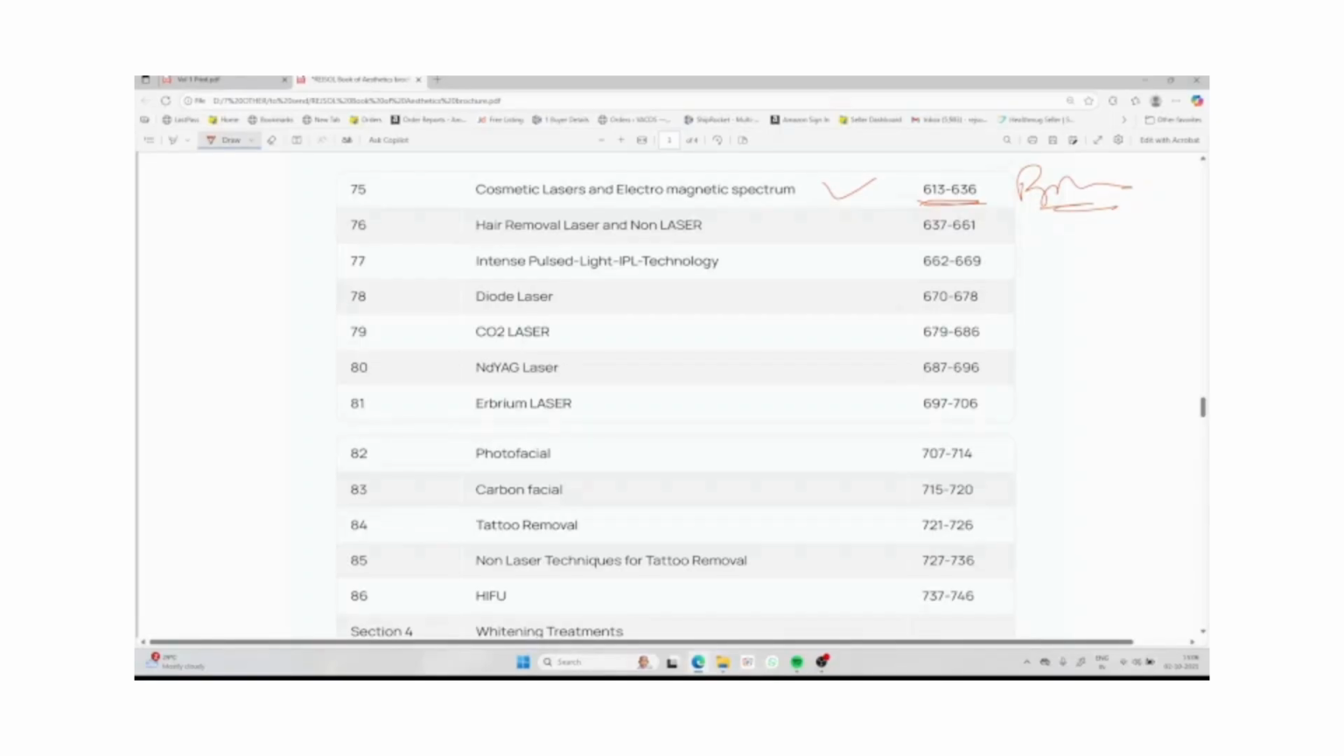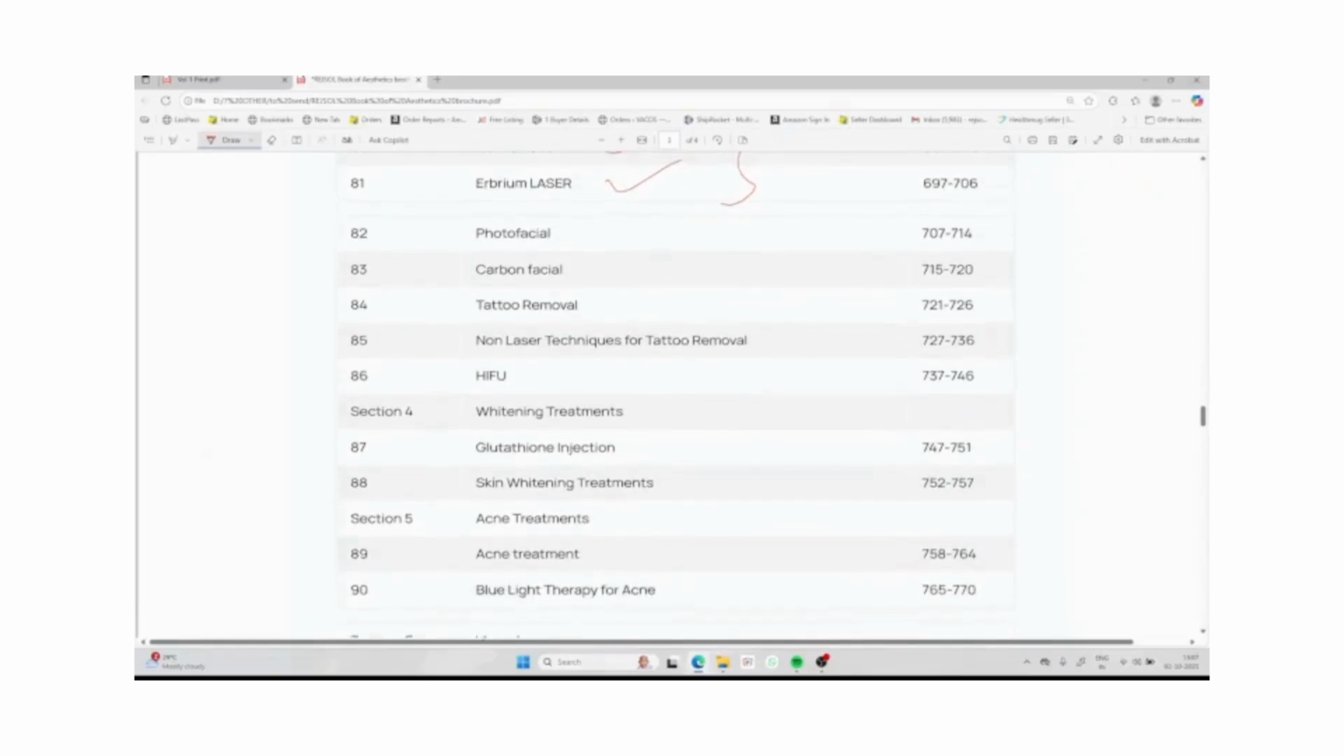are continued further. The lasers for hair removal. What is IPL? The entire thing of the IPL, like what are the machines, how this works, where you should use it, what are the complications, everything is discussed in this IPL chapter number 77. Then diode laser, CO2 laser, everything in detail like the IPL is discussed over here. Nd:YAG laser, Erbium laser. So all these lasers are here up to chapter number 81.